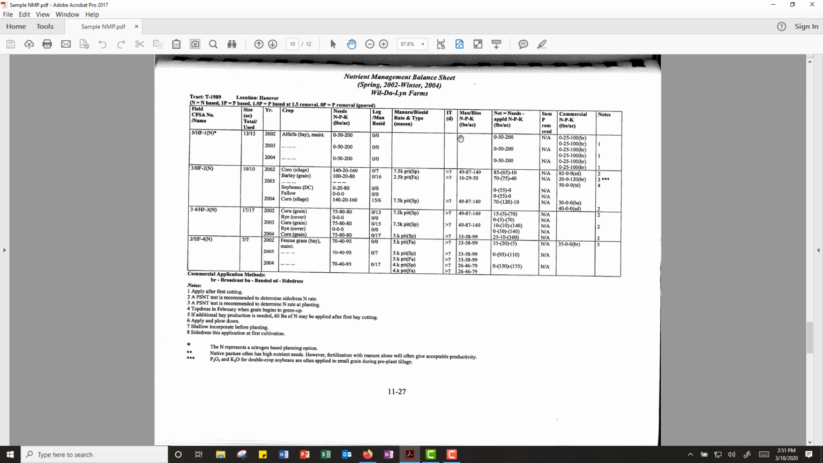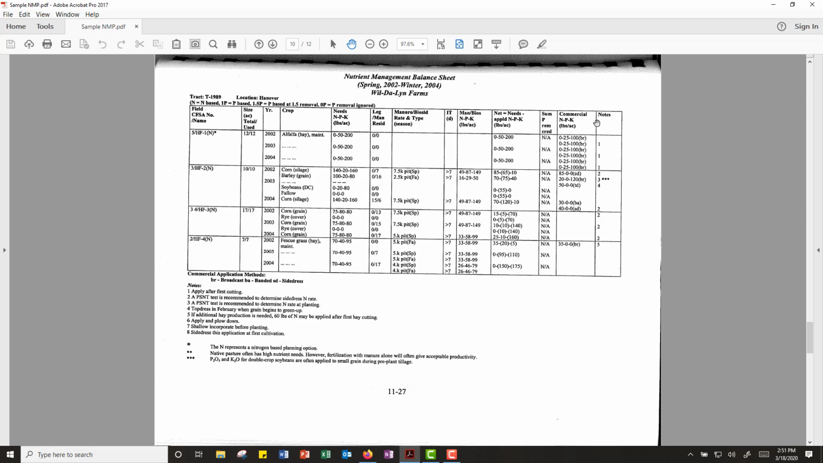They do not recommend applying any manure to this field, and that's simply because the nitrogen would be wasted. Alfalfa doesn't need nitrogen, and in fact, if you apply nitrogen to an alfalfa field, you're going to suppress its natural ability to fix nitrogen. So therefore, we apply fertilizer to meet the needs of that crop.